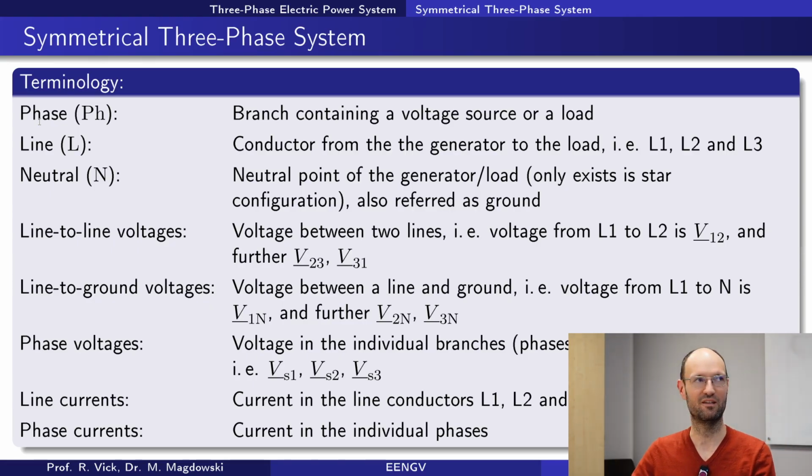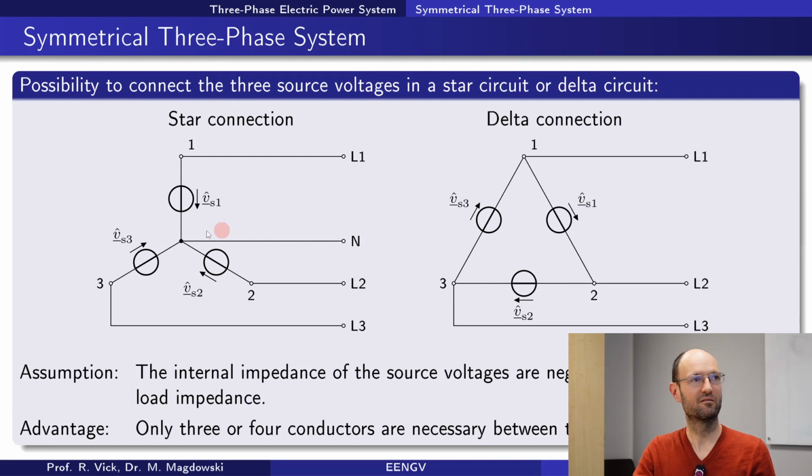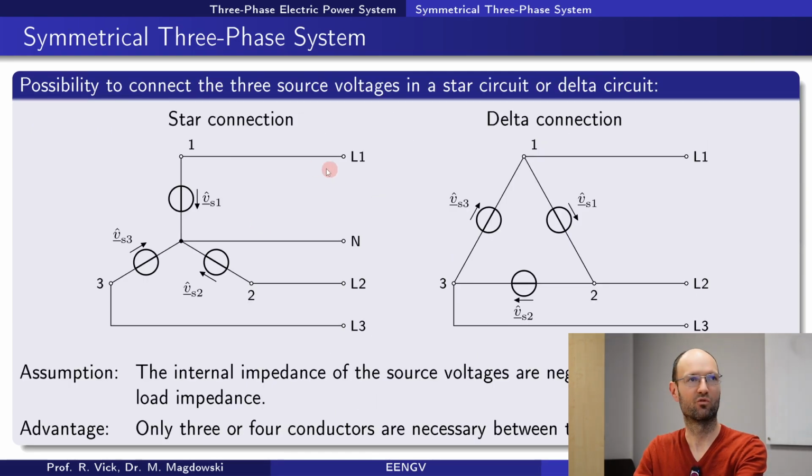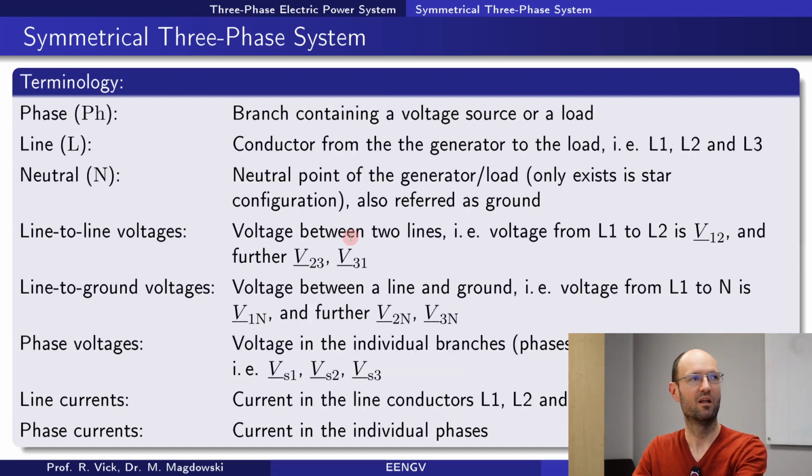So let's call this a phase. So this would be one phase, this would be a second phase, this would be a third phase of our system. So then we have lines, and these are the conductors from the generator to the load. So this would be one line, this would be another line, this would be another line, and we just call them L1, L2, L3. So then in a star circuit, we can also have a neutral conductor. And the neutral conductor might often be referred to as ground.